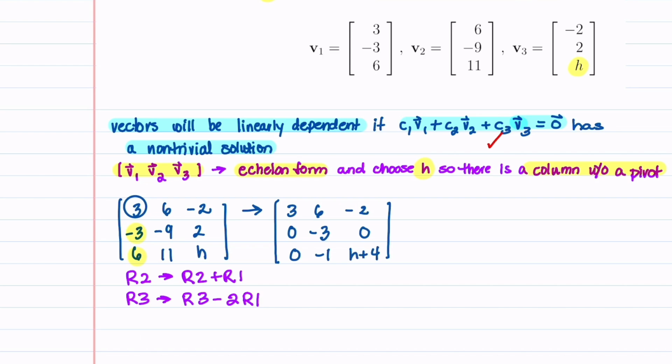Now let's circle our next pivot. It's going to be a lot easier to work if this pivot is equal to 1. So what we're going to do is a scaling, and we're going to take row 2 and replace it with row 2 divided by minus 3. So our first row is going to stay the same. Our second row, we're going to divide by minus 3, so we get a 0, 1, 0. And then our third row stays the same.